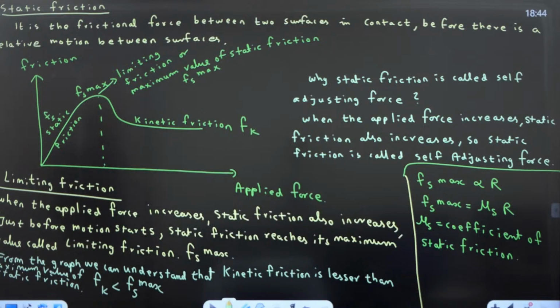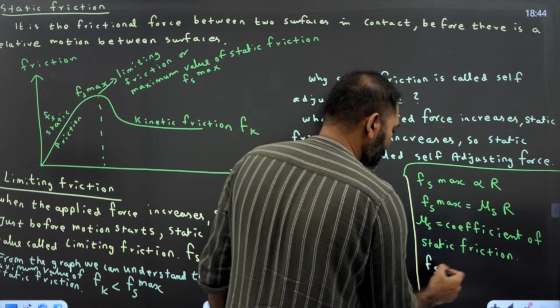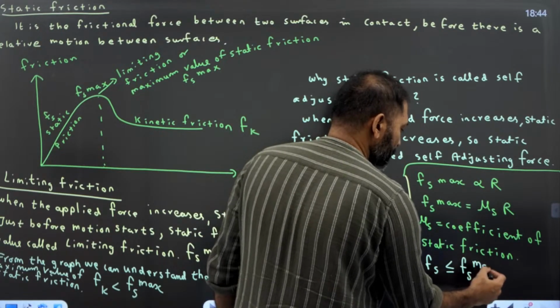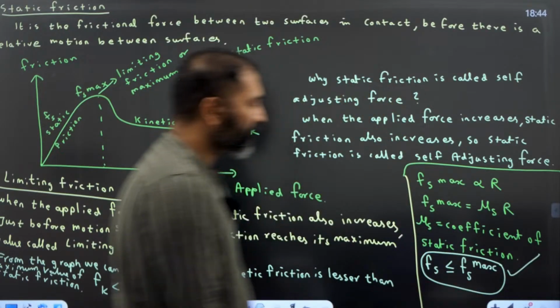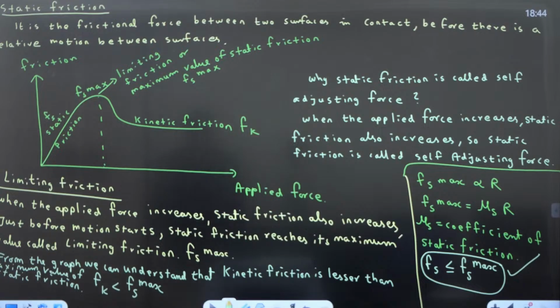All of you done? Noted? And also note one point. Static friction Fs can be lesser than or equal to Fs max. Also note down this point: static friction can be lesser than or equal to Fs max.